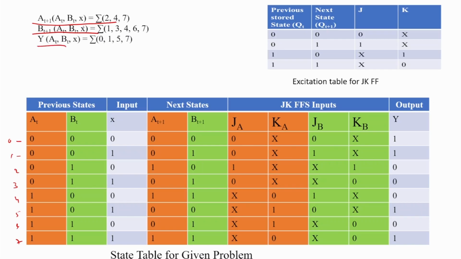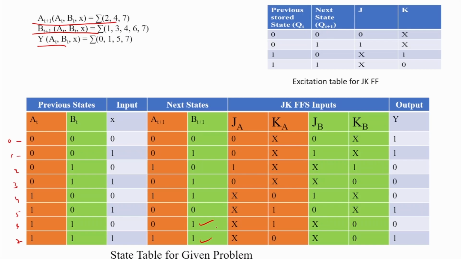In the combination, the minterms 2, 4, 7, the output of the next state is high and the rest are 0. Similarly, B t plus 1 is what? 1 3 4 6 7, which means in 1 0 0 1, that is high. Similarly, 3 is high, this is 0 1 1, that is 3 high, then 4 is high, then 6 and 7 are high.